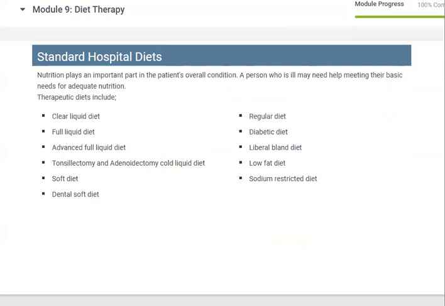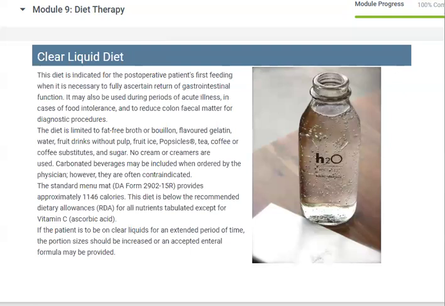Clear liquid diet. This diet is indicated for the postoperative patient's first feeding when it is necessary to fully ascertain return of gastrointestinal function. It may also be used during periods of acute illness, in cases of food intolerance, and to reduce colon fecal matter for diagnostic procedures.